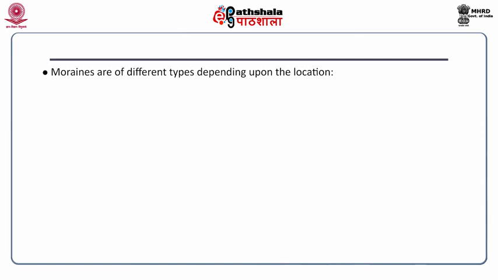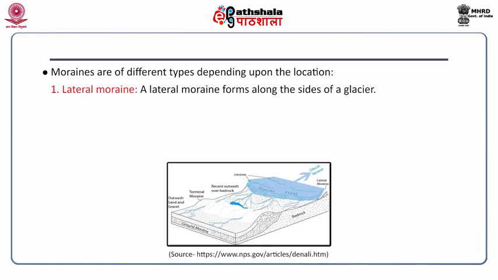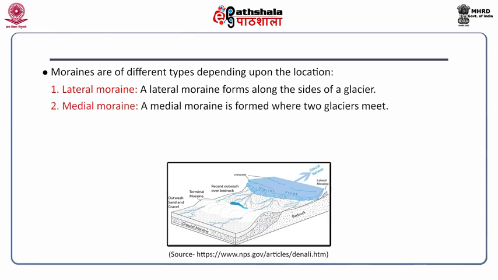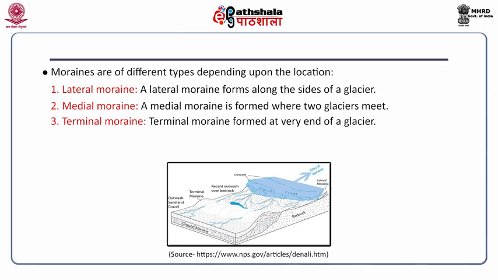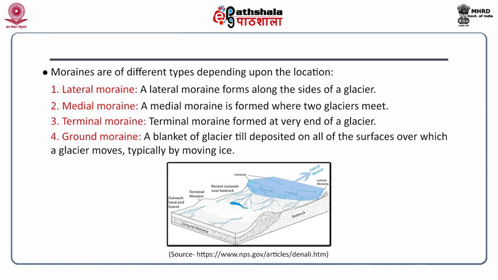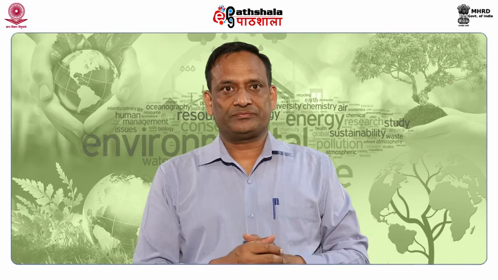Okay, now the moraines are of different types depending upon the location. One is lateral moraines. A lateral moraine forms along the sides of a glacier. Then medial moraine. A medial moraine is formed where two glaciers meet. Then terminus moraines. Terminus moraines are formed at the very end of a glacier. Then ground moraines, a blanket of glacier till deposited on all of the surfaces over which a glacier moves, typically by moving ice.